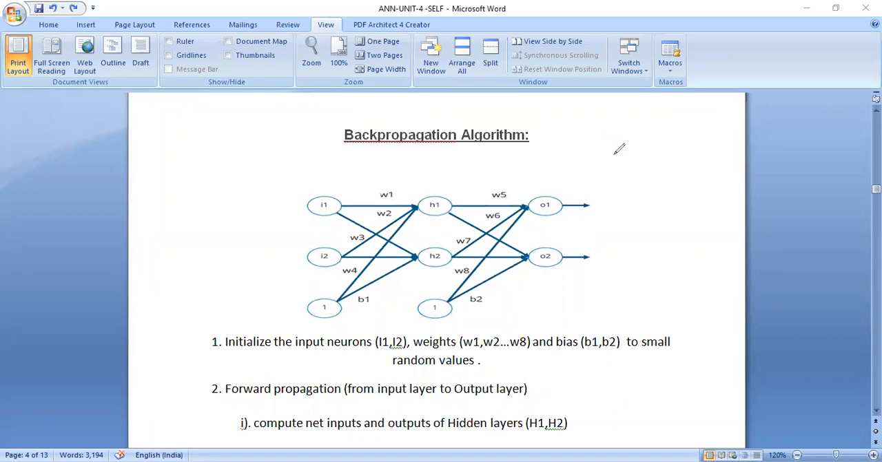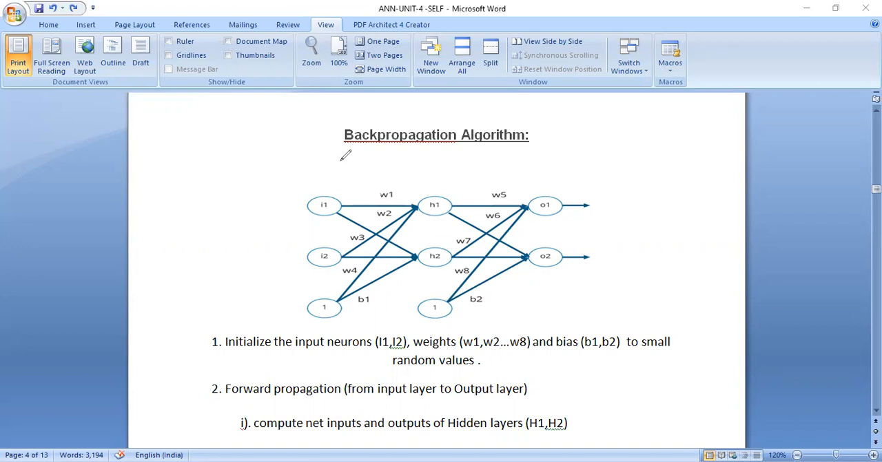Hi everyone. In today's class, we are going to discuss the backpropagation algorithm. First of all, we will see what the backpropagation algorithm is. It is one of the supervised learning techniques. By using this backpropagation algorithm, we are going to minimize the error function of a network.